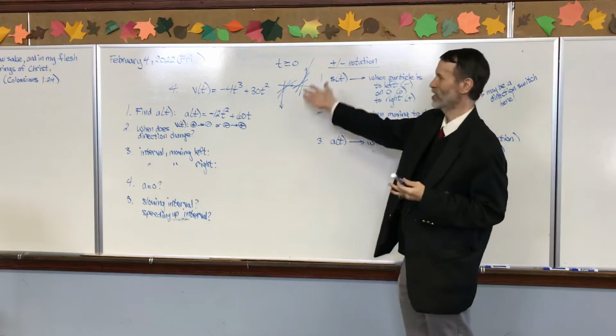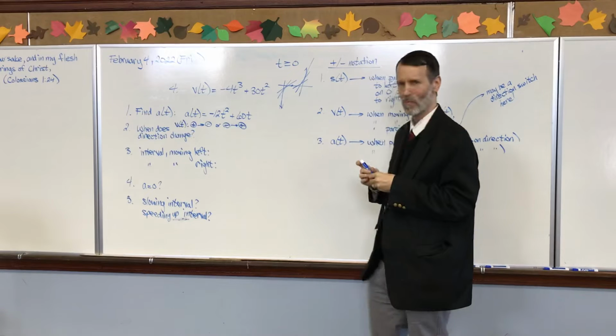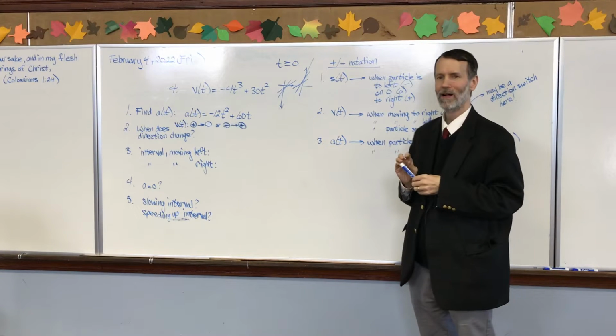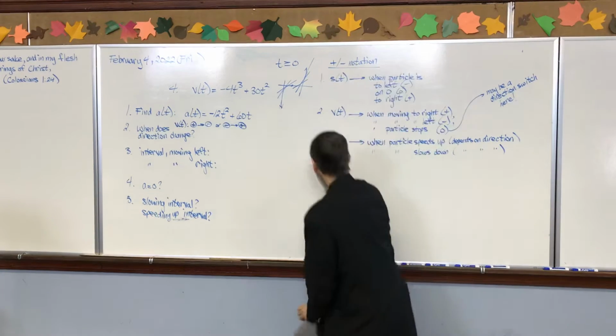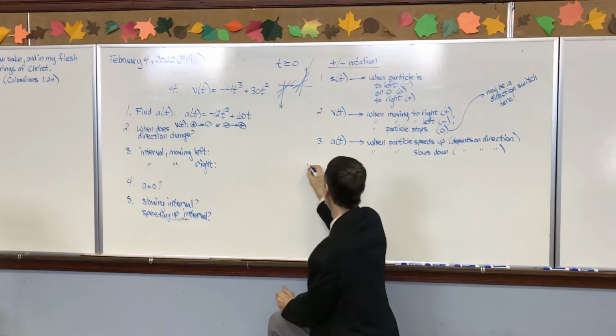And say, here is a test question. Find where the direction changes on this thing. Where would you start? Could you set it to 0? So what equal to 0? V of t. You could. Let's try it. Remember, it's not guaranteed, but it's useful.